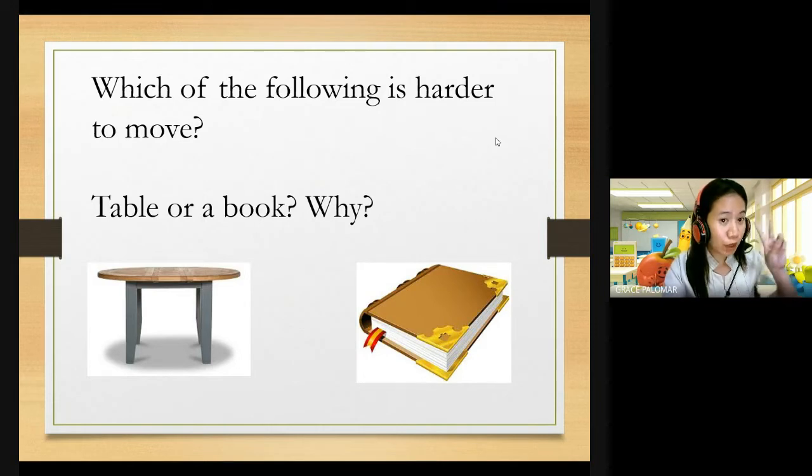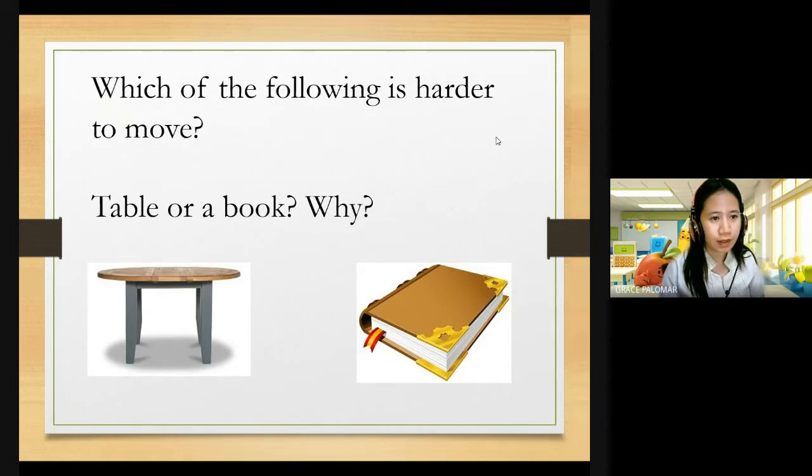Okay, so if we have two objects, one is the table and the other is a book, of course, according to Newton's first law of motion, it will be the table. It is harder to move the table because the table has more mass compared to a book. Therefore, a table has more inertia, more tendency to resist movement, compared to a smaller mass, which is the book.